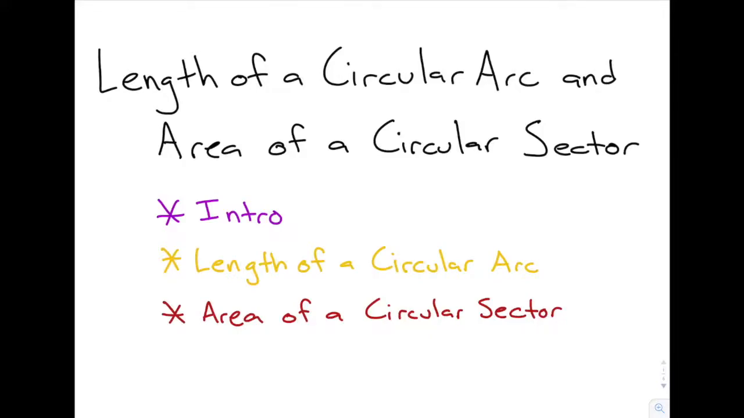In this video, we'll look at the length of a circular arc and the area of a circular sector. We've talked about angles in standard position, we've talked about coterminal angles, we know how to convert between degrees and radians, we know what a radian physically is. So now we'll use this information to find the length of a circular arc and the area of a circular sector.